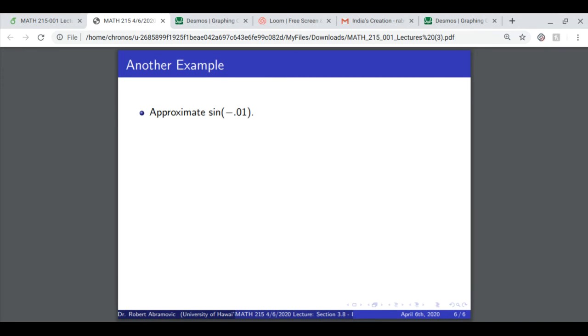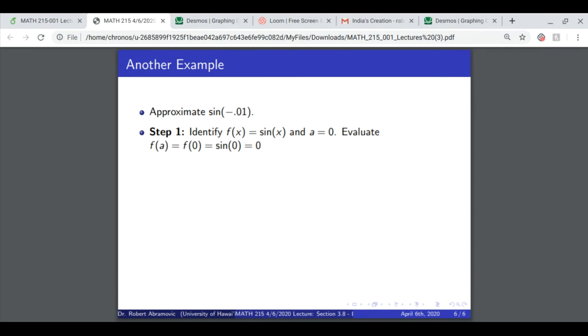Here's another example, sine of negative 0.01. You punch that into a calculator, ever wonder how the calculator does that? Well, it actually approximates it. It does it in a sequence of basic operations: multiplication, addition, division, and subtraction. And if the number is small enough, it would be sufficient to just use linear approximation. Here's the step. We identify the function as sine x, and a is equal to 0. We know what sine of 0 is, and 0 is close to negative 0.01.